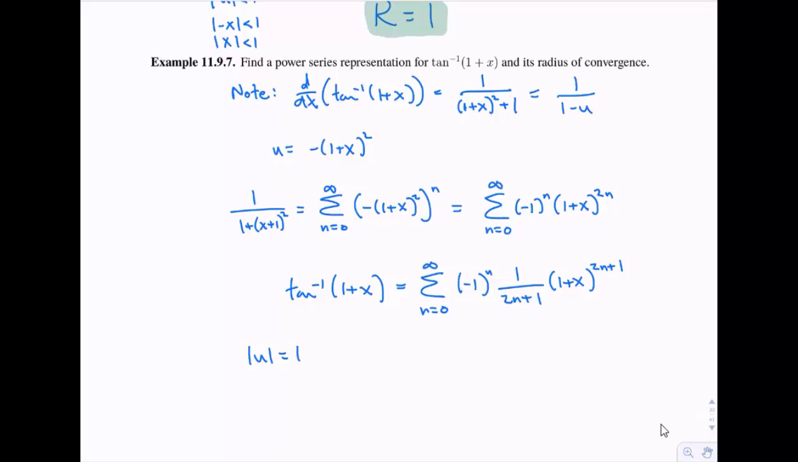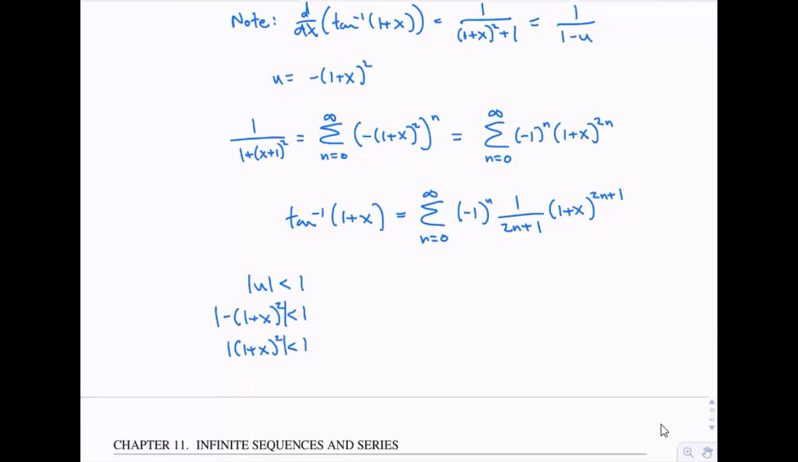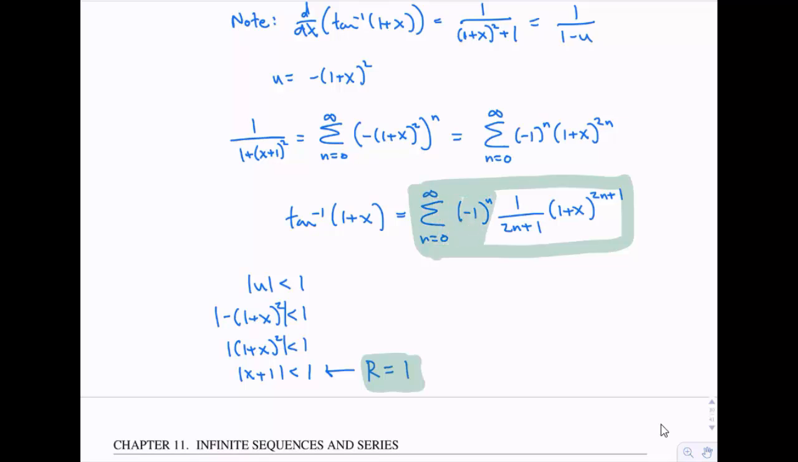And then finally it asks for, well, what is the radius of convergence? So remember that the absolute value of u must be less than 1. So the absolute value of negative 1 plus x quantity squared must be less than 1. So, well, the absolute value of negative 1 is just positive 1. And then if I go ahead and essentially take the square root on both sides, I'm going to get the absolute value of x plus 1 must be less than 1. So therefore, I get my radius is equal to 1. So there we go. That's my power series answer and the radius of convergence.